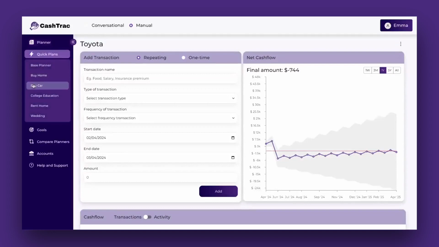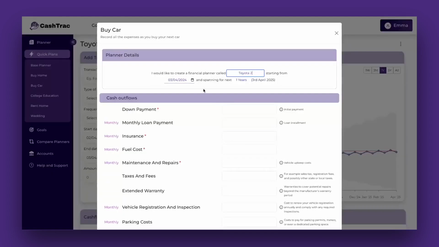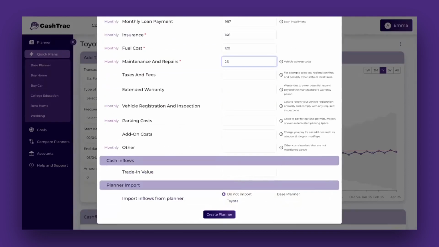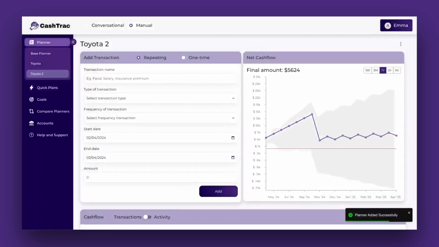Undeterred, Emma decides to create another planner, named Toyota 2, this time starting from November 1st, 2024. Keeping the tenure same, that is 4 years. She fills this planner with the exact same details as that of previous Toyota planner. This time, to her delight, the graph shows a positive cash position, indicating that she can afford to buy a car in November 2024.